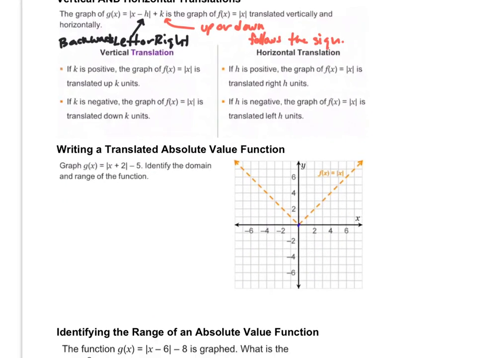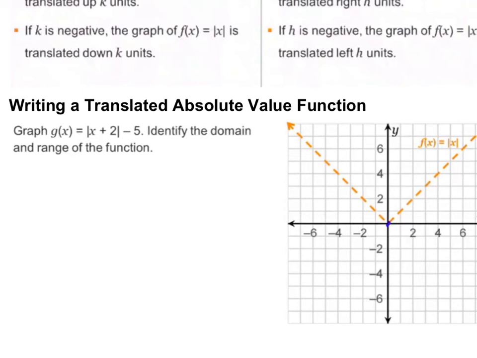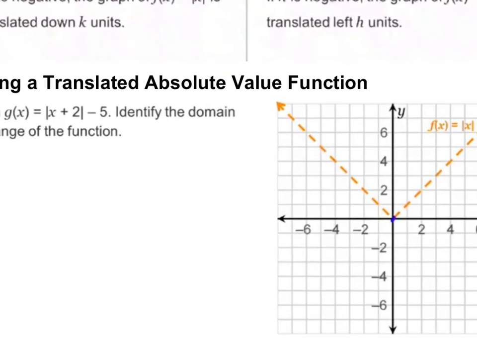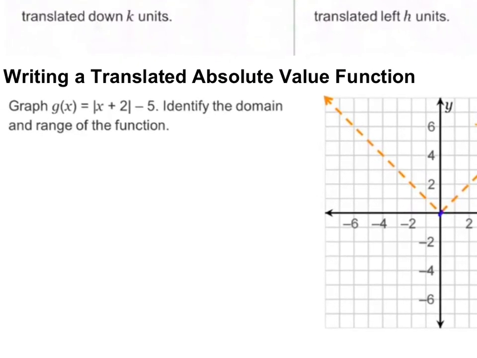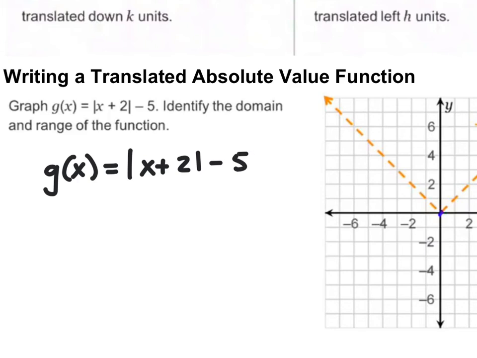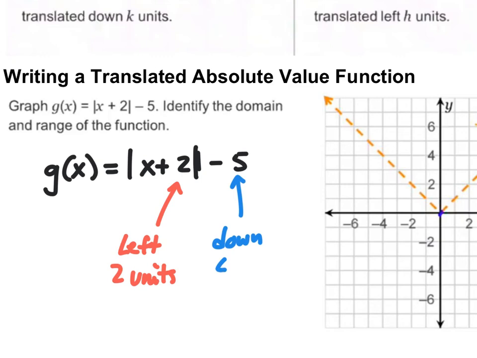All right, so what I want to do is talk about this equation here. If you have the absolute value function g of x, let me rewrite it, g of x is equal to the absolute value of x plus 2 and then minus 5. Let me make that more prominent. Then this is a shift left 2 units, and this is a shift down 5 units. So down 5 units, okay?